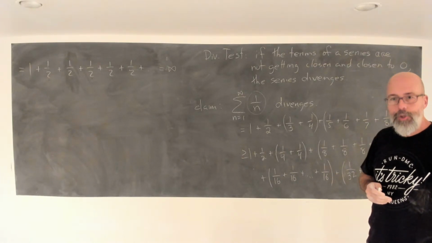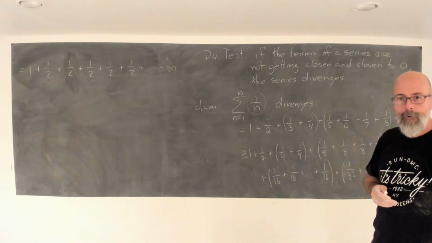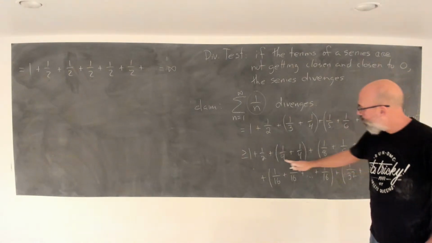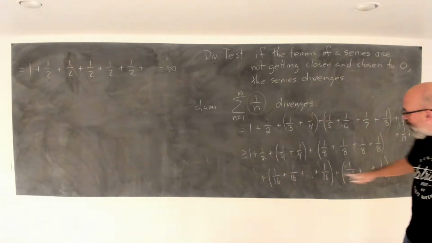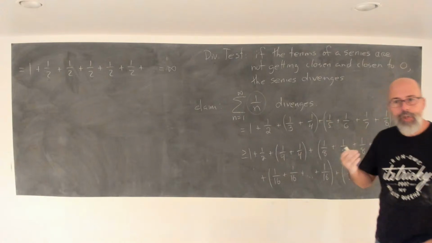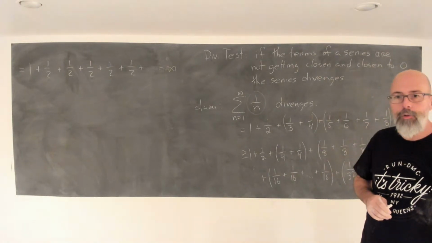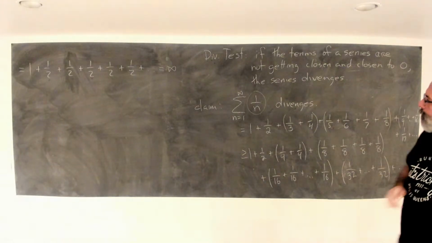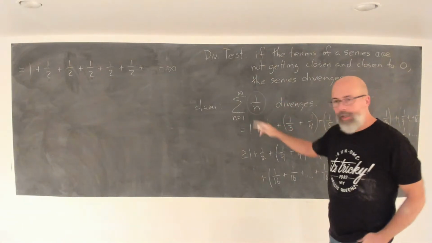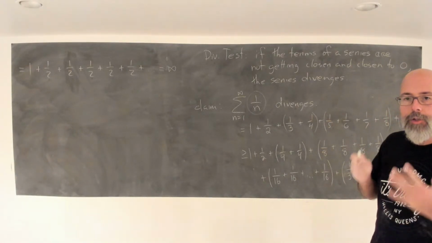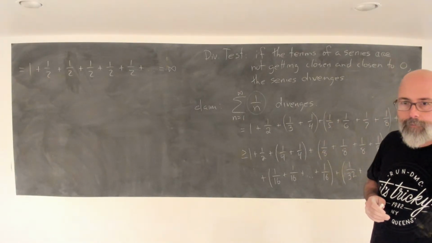In the geometric series, these were going to zero fast enough. You couldn't do this grouping idea. It just doesn't work. It's impossible to do that. Here, 1 over n, even though 1 over n does go to zero, it doesn't go to zero fast enough.